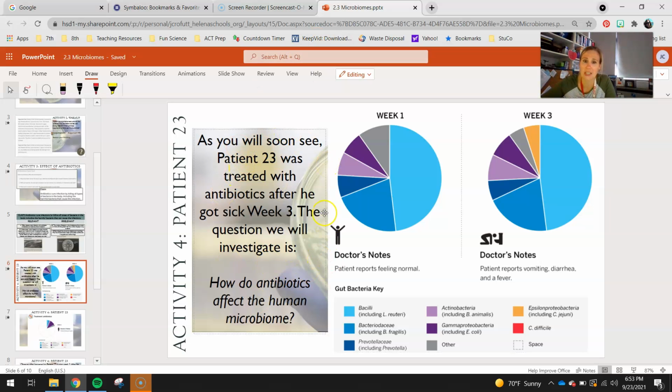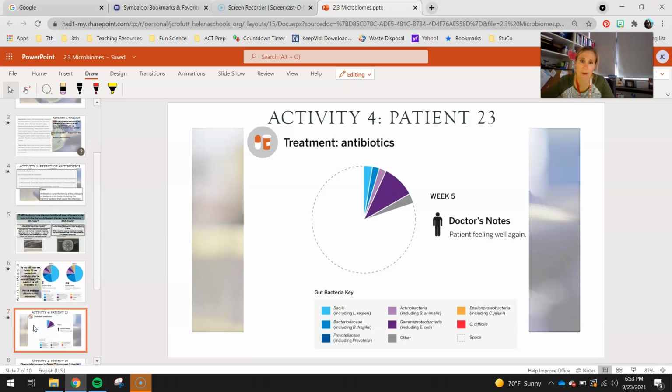Okay, so I want you to just think of this. If we were to treat week 3 patient 23, the sick guy here, with antibiotics, what do you think his pie chart might look like after he's been on antibiotics for a week? I want you to just think about that before you move on to the next slide. Okay, here is his pie chart for week 5.